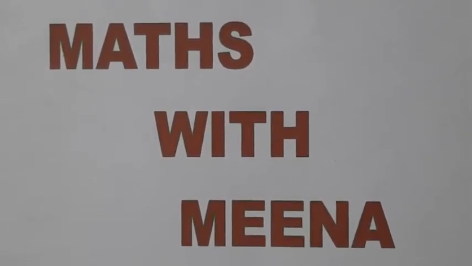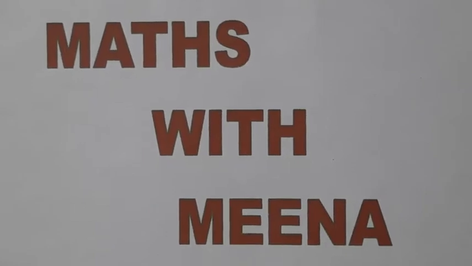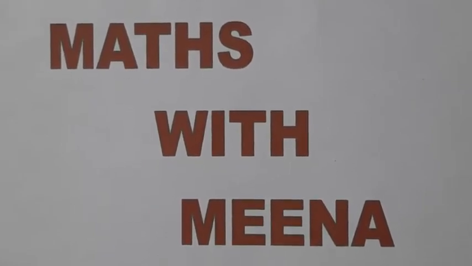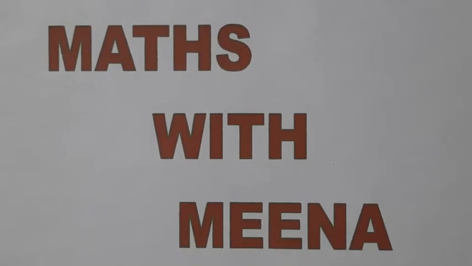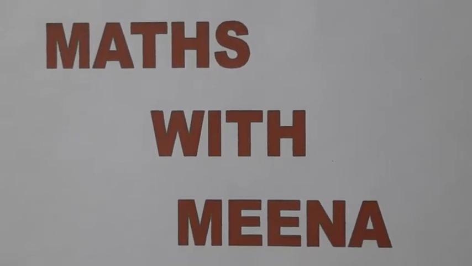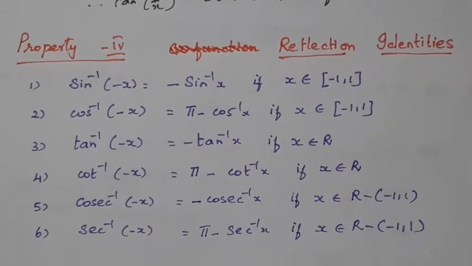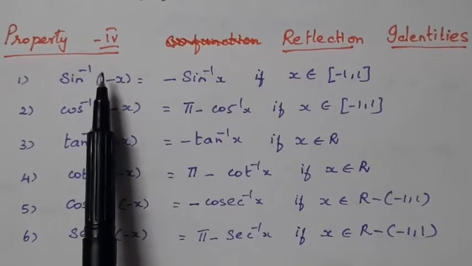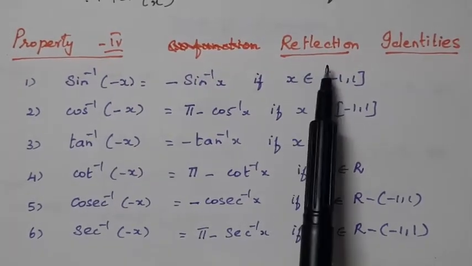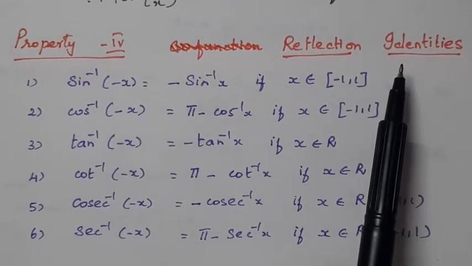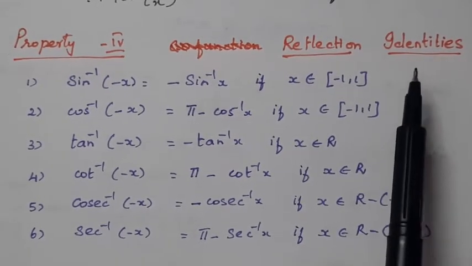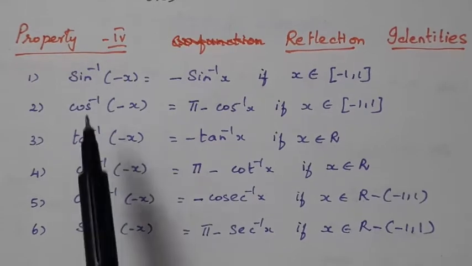In the previous video, I explained only three sets of properties of inverse trigonometric functions. So in this video, let us continue the properties again. See, this is property set 4, which is called reflection identities. So what are they?